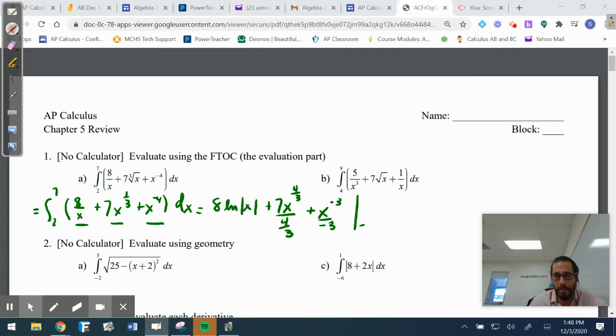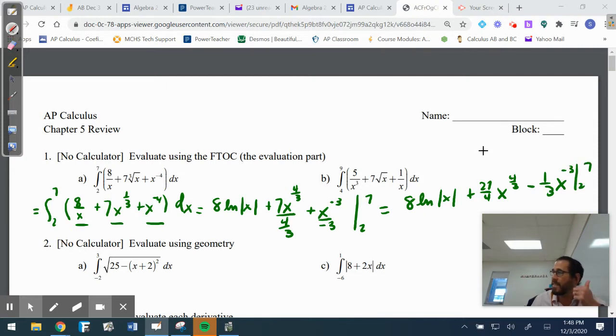Then we're going to do the FTOC, fundamental theorem of calculus, from 2 to 7. I'm going to keep on going here. We're going to get 8 natural log of the absolute value of x, plus what would that be? That would be 27 over 4, x to the 4/3, and then a minus 1/3 x to the -3, and we're going to evaluate that from 2 to 7. Remember, you plug in the 7 first, you plug in the 2 second, and then you should get an answer.